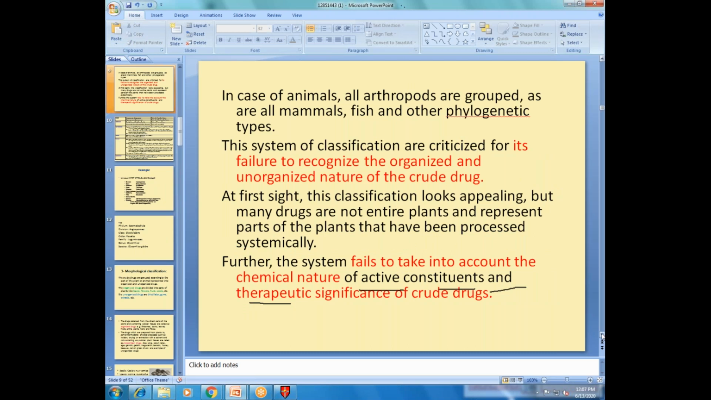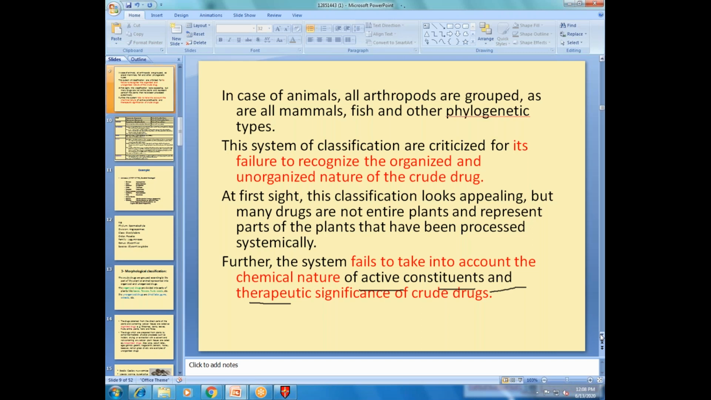In the case of animals, all arthropods are grouped as mammals, fish, or phylogenetic types. This system of classification is criticized for its failure to recognize the organized and unorganized nature of a drug. I'll later explain in morphology what is organized and unorganized in the plant. But in animals, it cannot be done. It is just animals and fish, vertebrates and invertebrates.